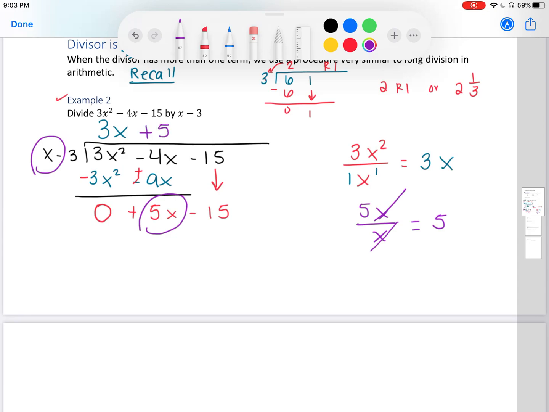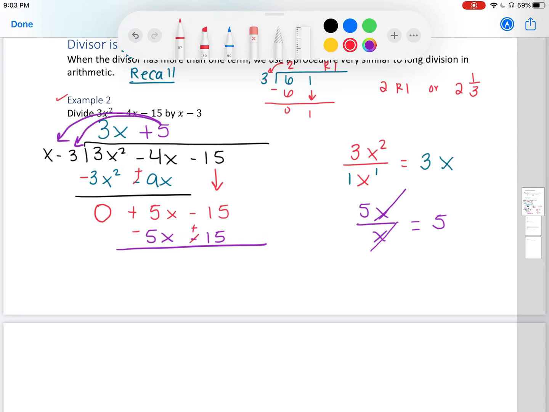So plus 5. Now you want to repeat the process, and you want to multiply that 5 to everything on the outside, the divisor to be precise. 5 times x is 5x, and 5 times negative 3 is negative 15. Okay, now you change the signs of your terms. So the first one's a plus, now it's a minus. The second was a minus, now it's a plus.